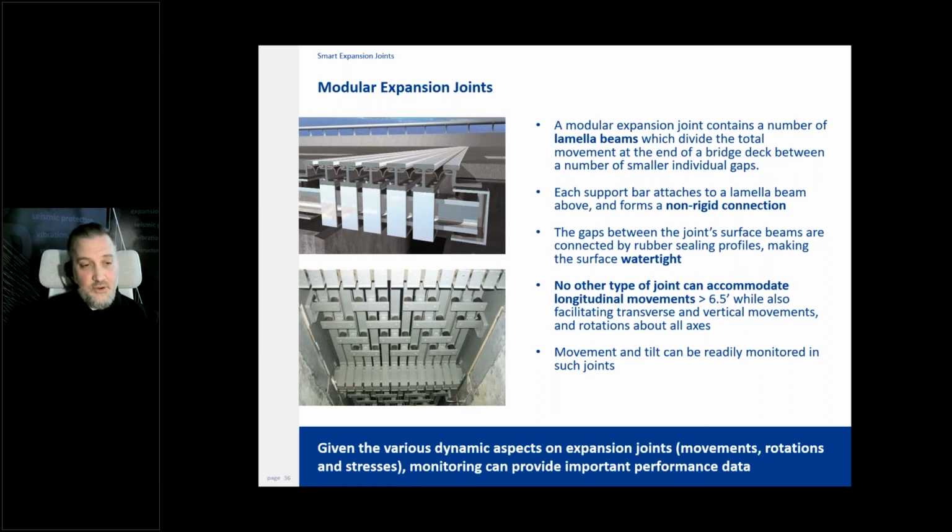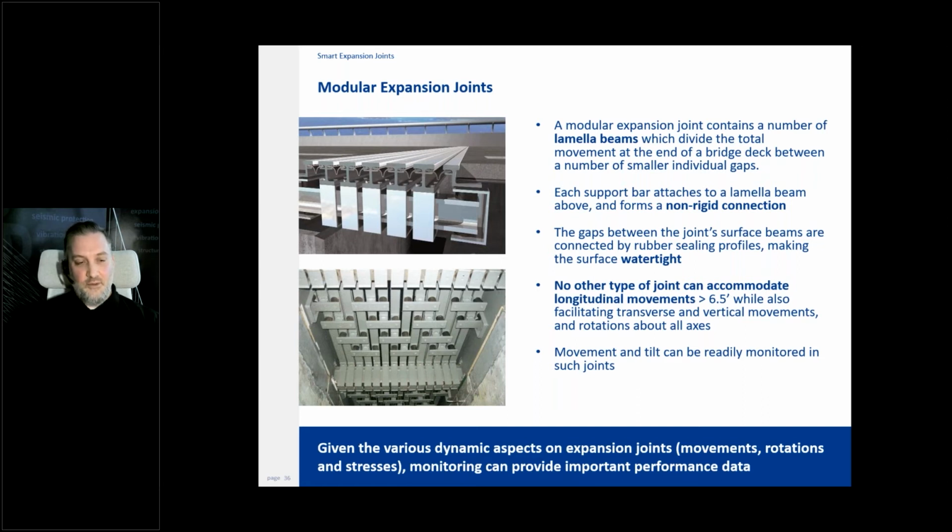So the modular expansion joint is a collection of lamella beams. On the top left picture here, going into the screen, we have the top of the lamella beams. And what those do basically is divide a larger movement into a collection of small movements, which gives these joints their incredible capacity. The support bars beneath the lamella beams are attached and form a non-rigid collection of connections. It's a non-rigid connection, so its ability to move in a lot of different directions is the reason why monitoring on these joints is crucial.